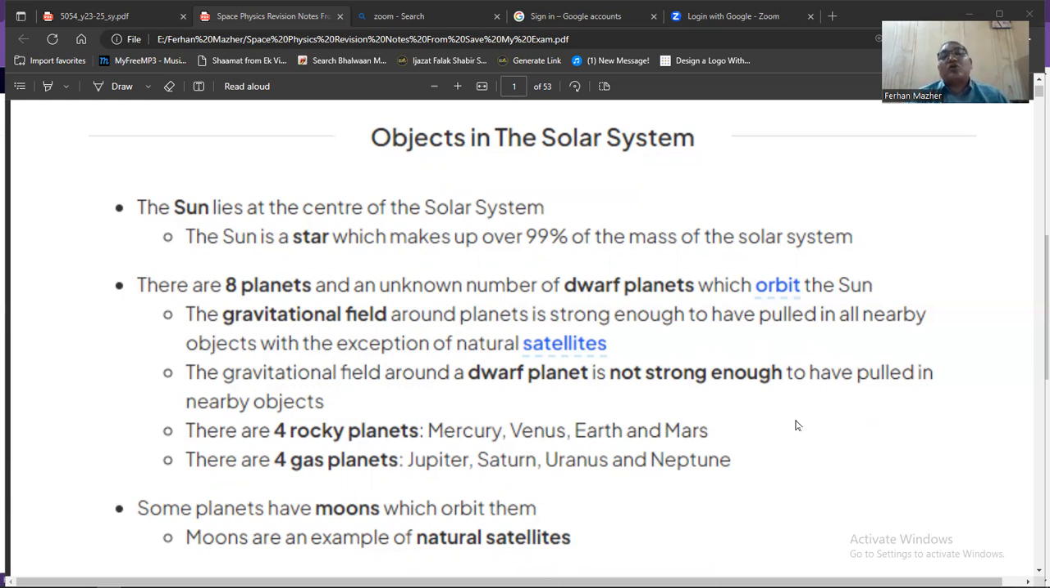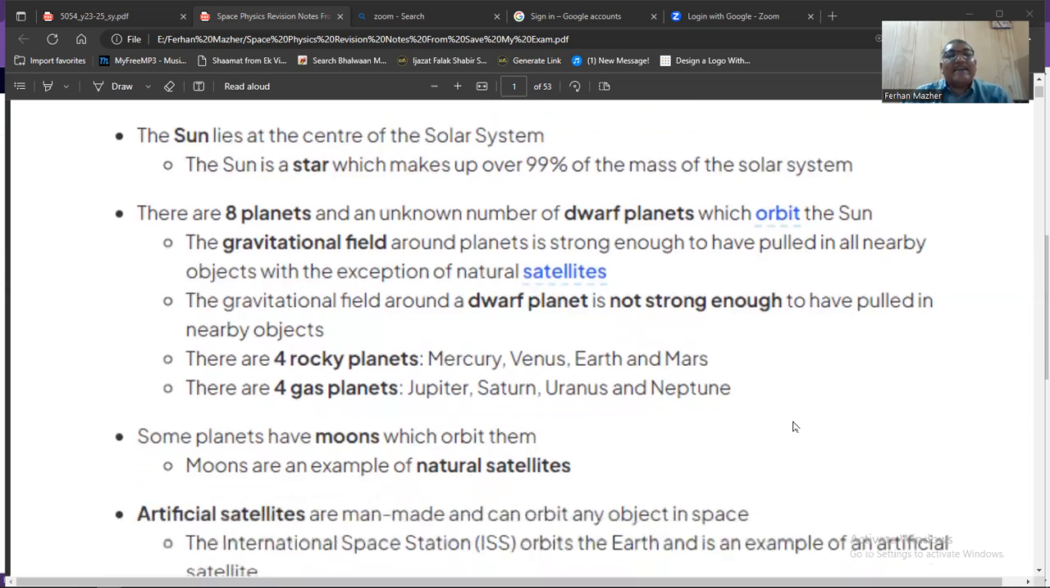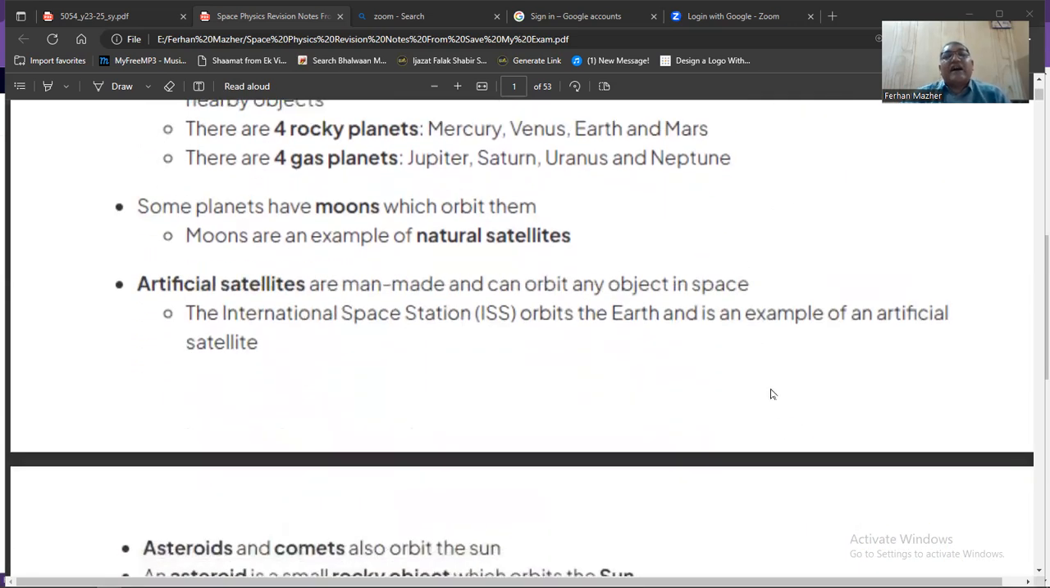There are 4 rocky planets: Mercury, Venus, Earth, and Mars. So remember these things. There are 4 gas planets, and their names are Jupiter, Saturn, Uranus, and Neptune. Some planets have moons which orbit them. Moons are an example of natural satellites. Artificial satellites are man-made and can orbit any object in space. The International Space Station, ISS, orbits the Earth and is an example of an artificial satellite.